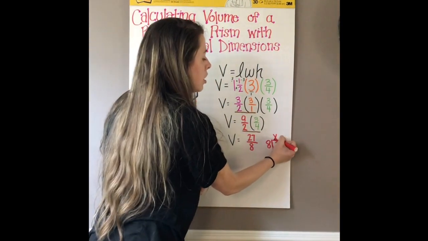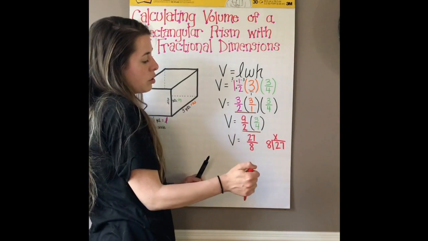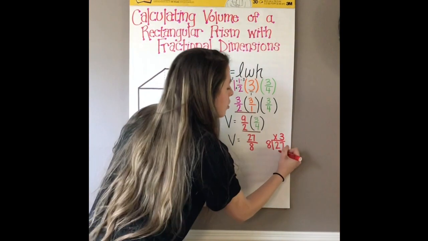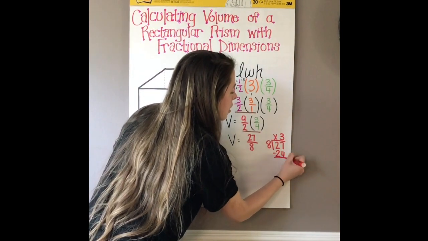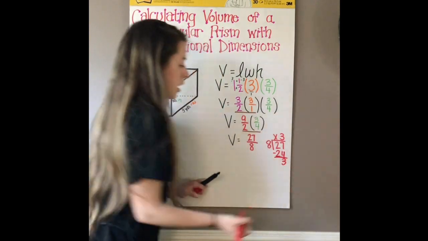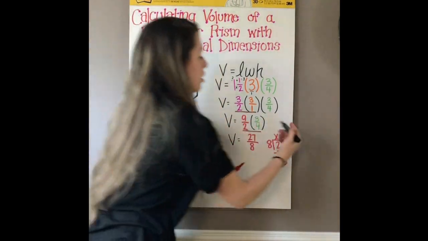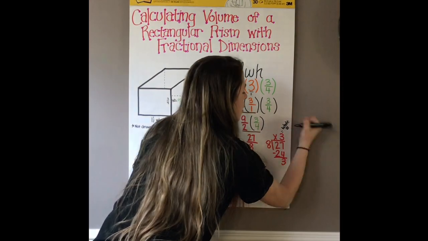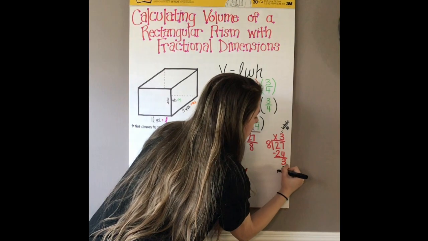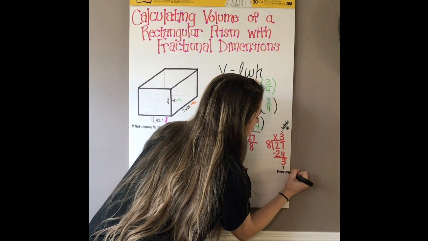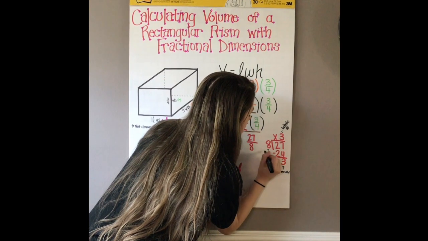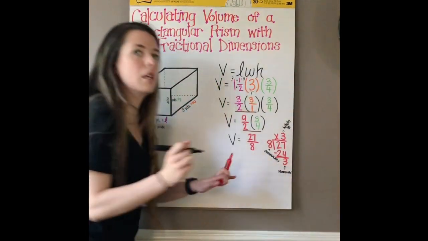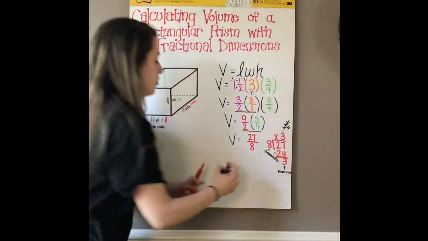8 cannot go into 2. 8 can go into 27 3 times. 8 times 3 is 24. 27 minus 24 gives me 3. The quotient is my whole number. My remainder is the numerator. The denominator will not change. It's going to be the divisor, which is the same as it was in the improper fraction.